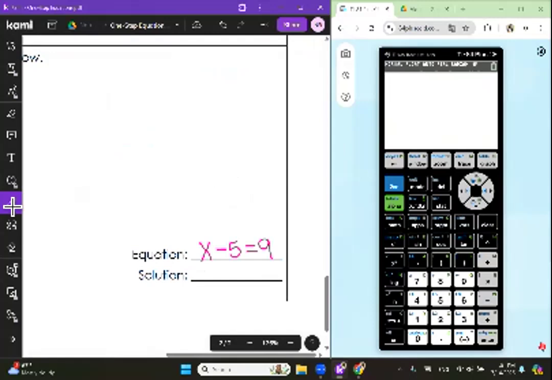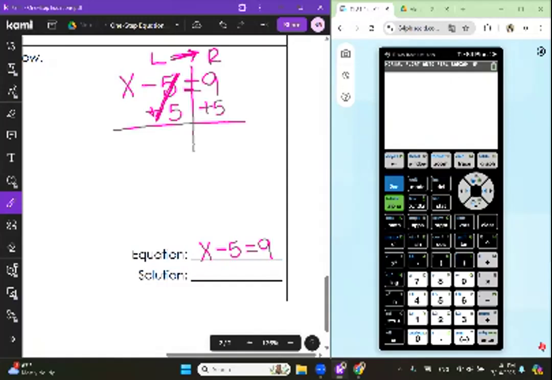What is our solution? What is our answer? Let's find out. Split your sides. Letter is on the left side, so you move the numbers to the right side. What number do you move to the right? The minus 5. A minus sign changes to a plus sign. Okay, these are the same number, so those are the ones that zero out. 9 plus 5 is 14.